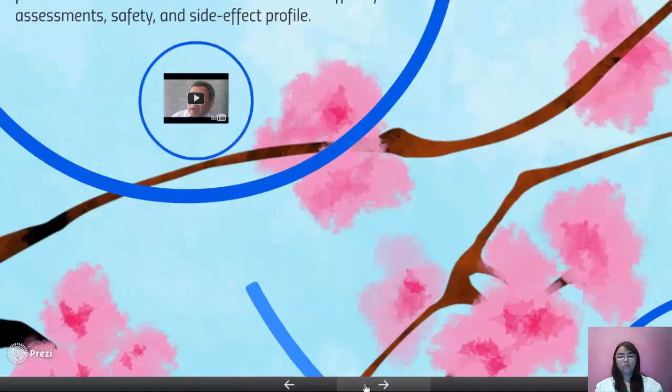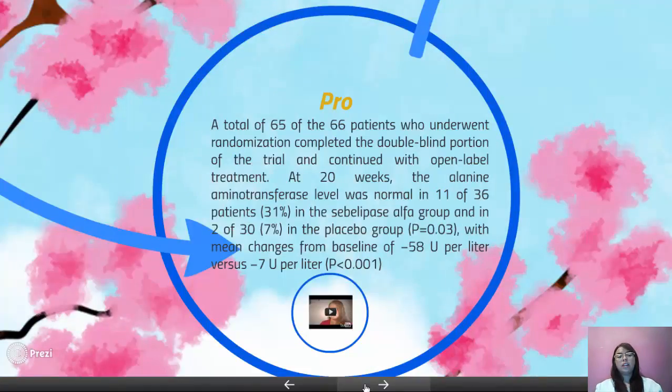This leads to progressive accumulation of fat and steatosis in the liver, usually a microvesicular steatosis, that progresses to fibrosis and cirrhosis.